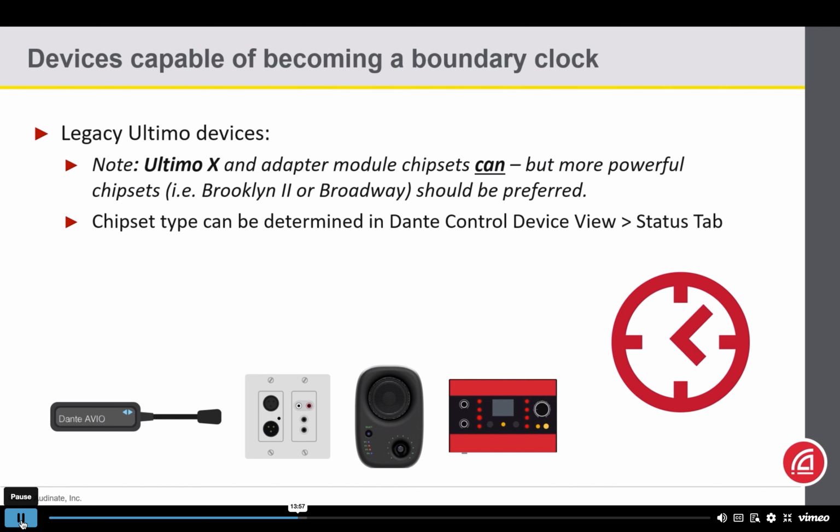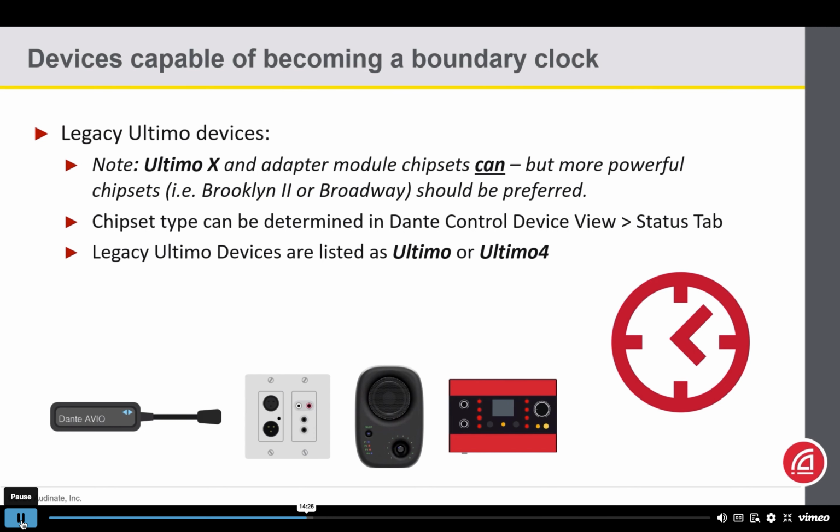Now, we do have some exceptions. Legacy Ultimo devices which are listed as Ultimo or Ultimo 4 cannot become boundary clocks. These are typically older devices that have 2 to 4 channels. Ultimo X devices are the newer chipsets that can become boundary clocks, but usually can only provide clock information to 40 devices. Having more than that may lead to some of the devices going out of sync and therefore losing audio. Just so you are not confused, Ultimo X devices will be listed as Ultimo X or Ultimo X4 when you look for chipset information.